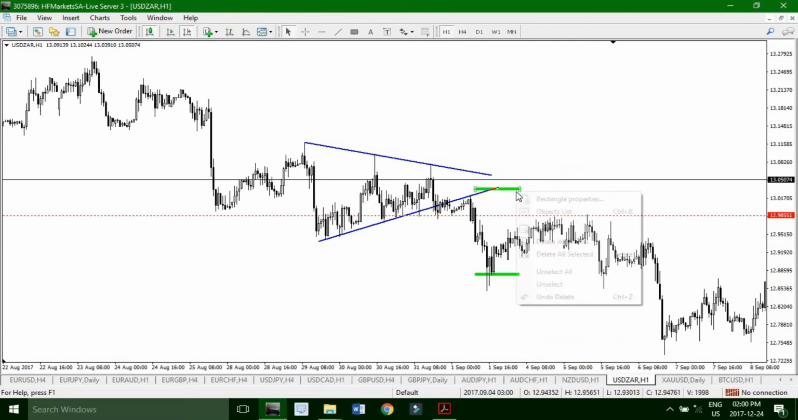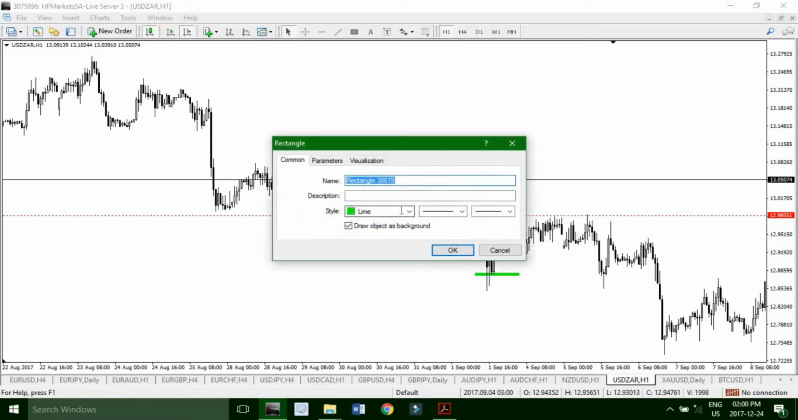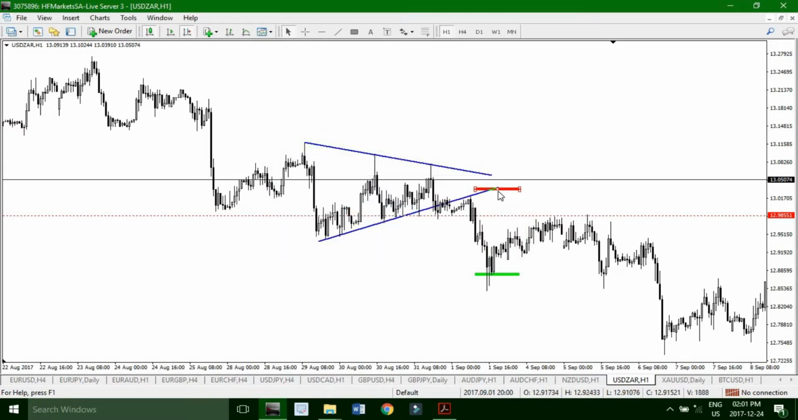Sorry, change color to represent a stop loss, red, and that's it. That's how easy it is to trade these chart patterns. If I were to repeat it again, market sells off over here, consolidates in between here to form this chart pattern, and we place our entry right after the breakout there. 500 pips as our stop loss and 1,000 for our target.